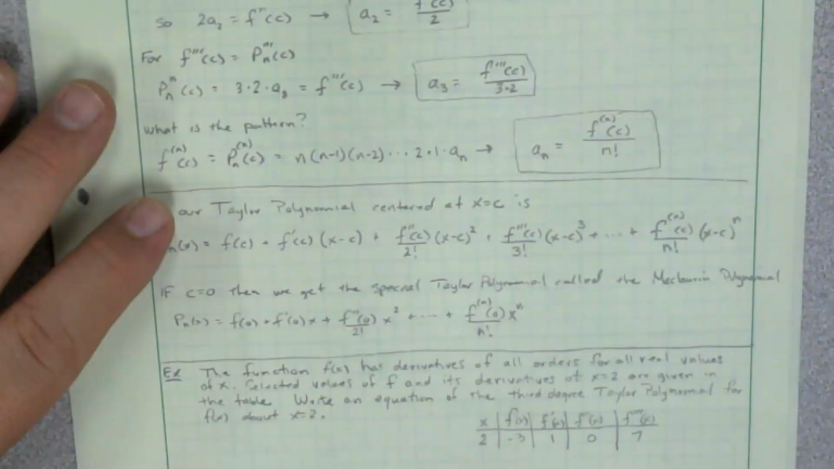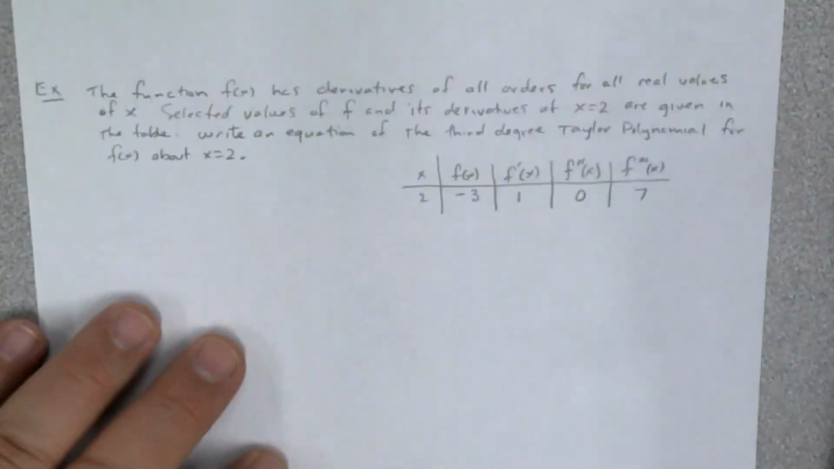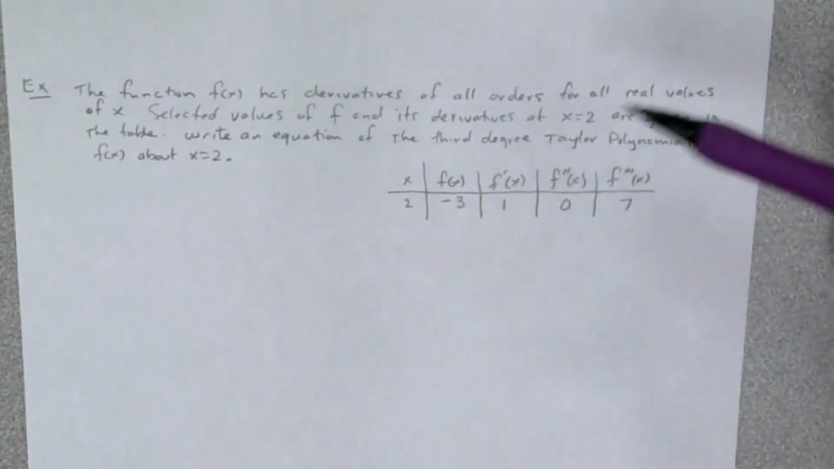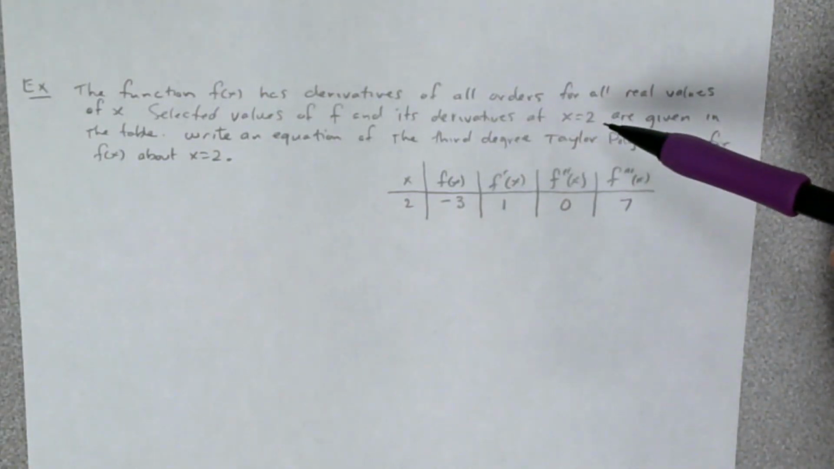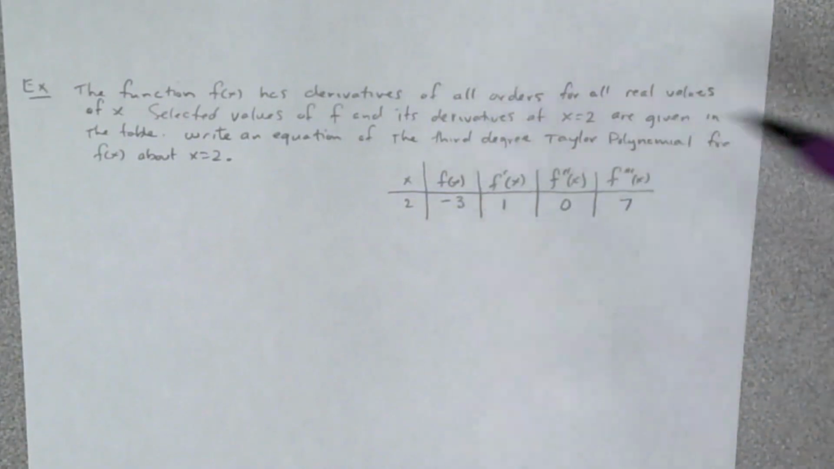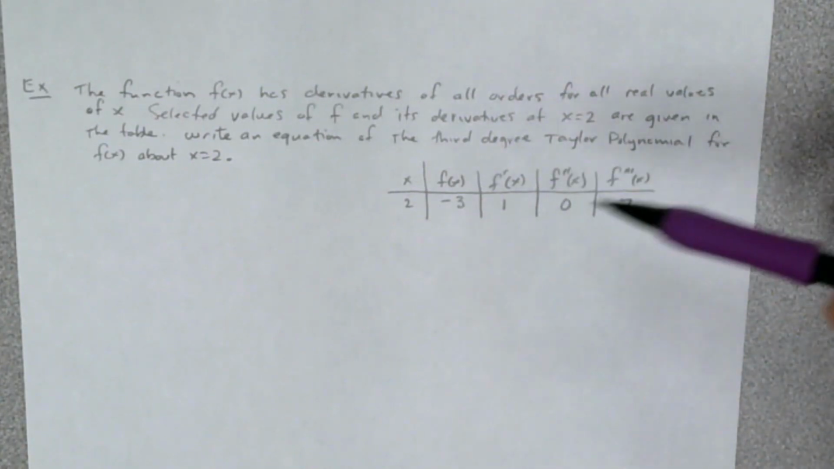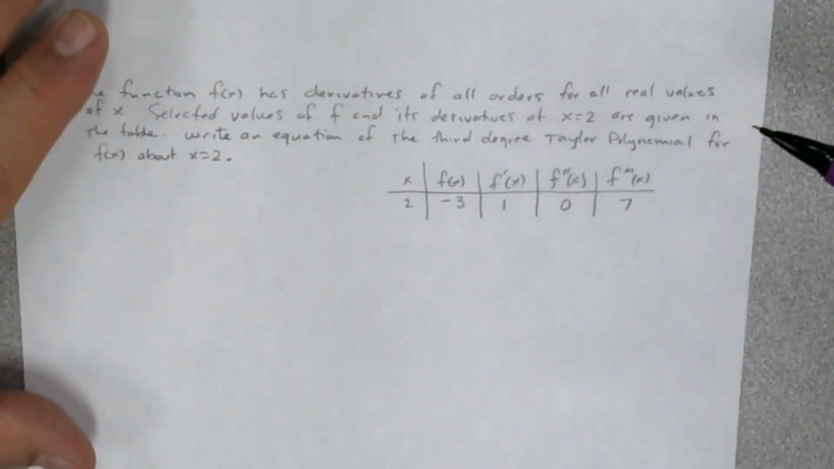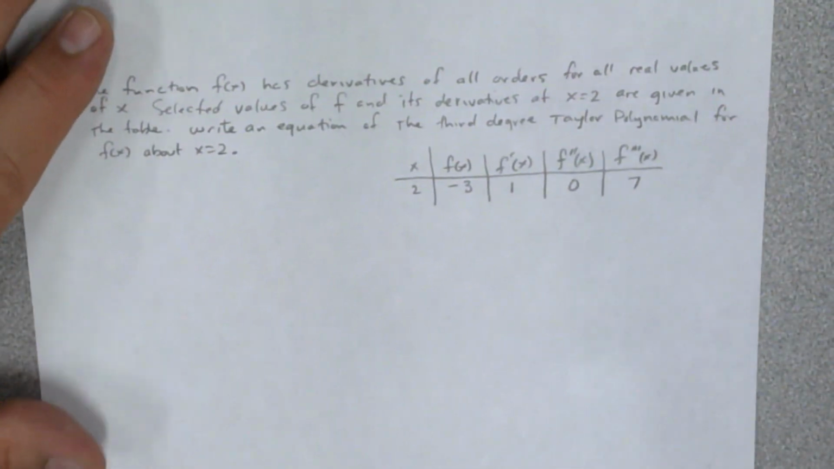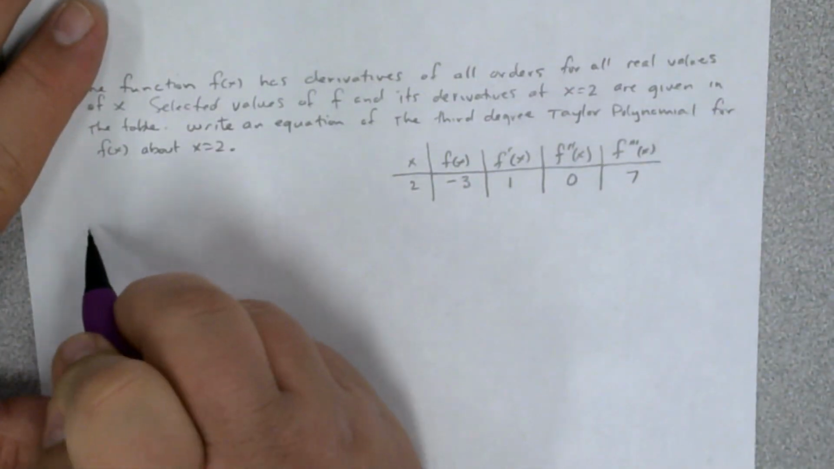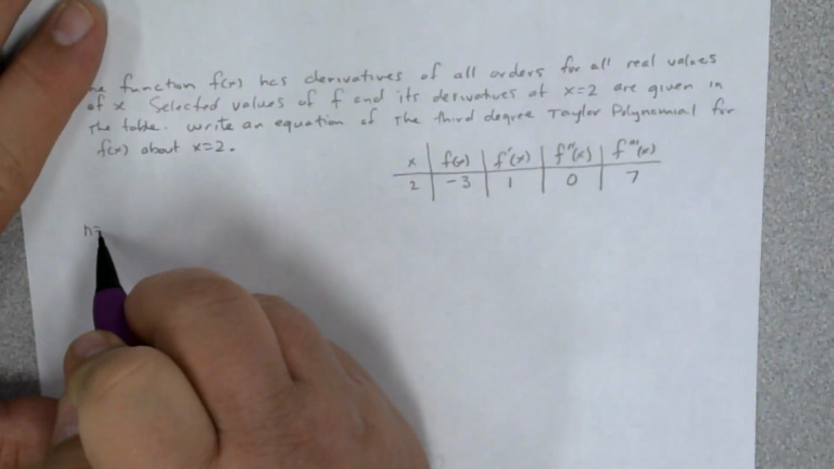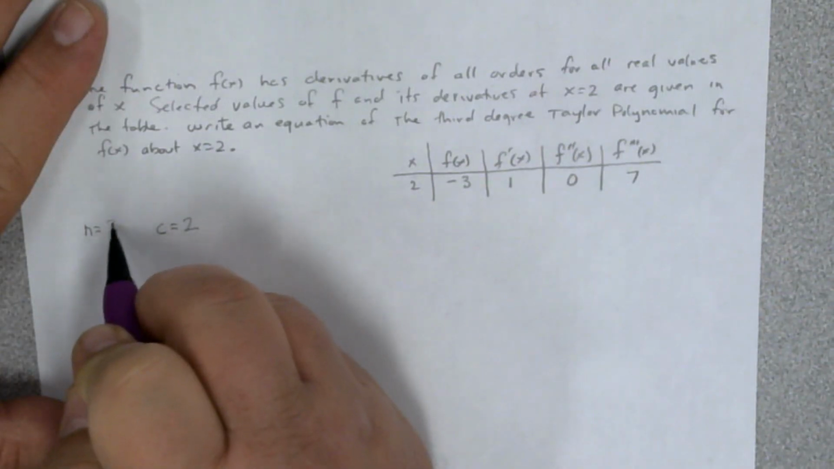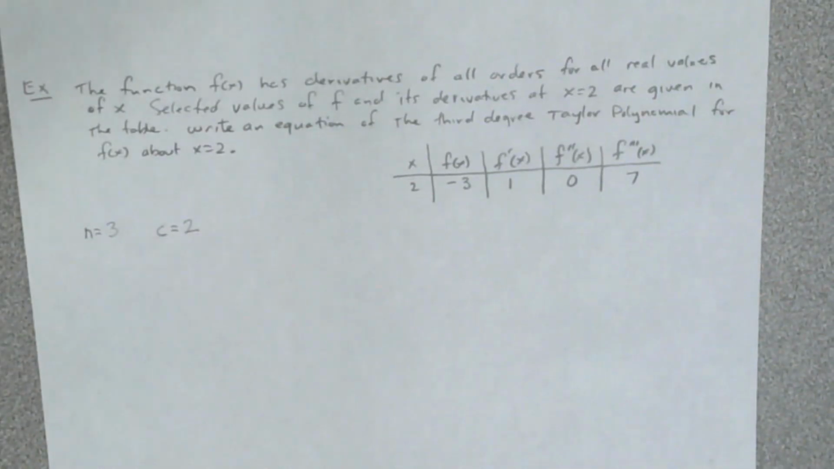I'm going to do it over on this paper, and we'll walk through a problem. The function f has derivatives of all orders for all real values of x. Selected values of f and its derivatives at x equals 2 are given in the table. Write an equation of the third degree Taylor polynomial for f of x at x equals 2. Based off of our formula, what is n going to be, and what is c going to be? We're centered around 2, and n is going to be 3 because we want a third degree Taylor polynomial.